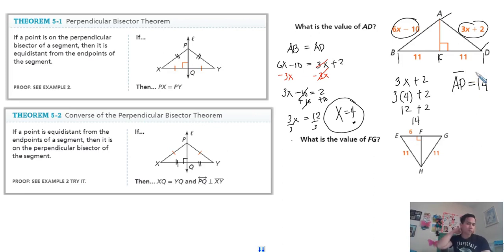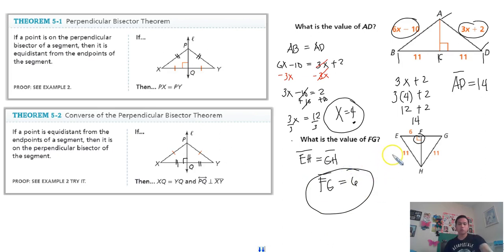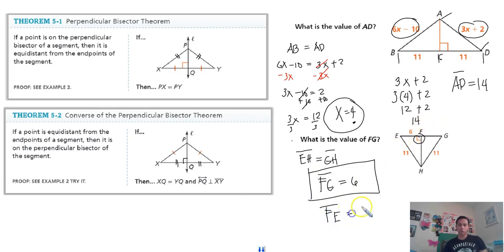Now, the converse is easy. Because segment EH is congruent to segment GH, therefore this is 90 degrees. So the measurement of FG is as easy as 6, because FE, as given, is 6, therefore FG is also 6. Okay, so that is the perpendicular bisector.